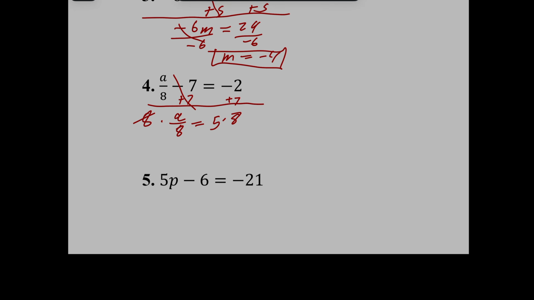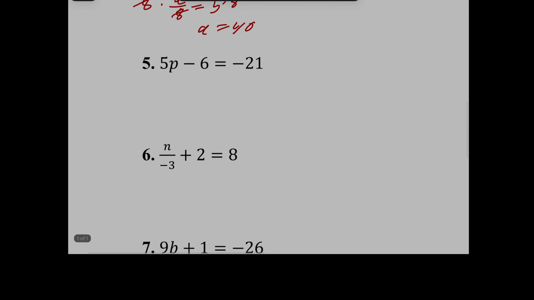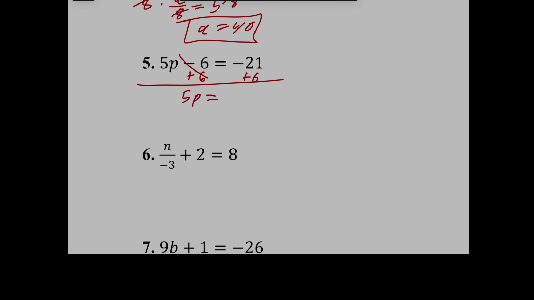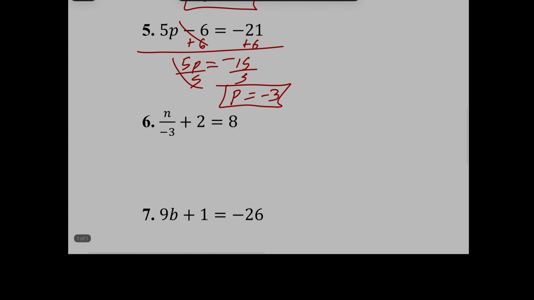Multiply each side by 8, boom, boom, and now I get A equals 40, okay? Let's keep going here, okay? We want numbers on one side, letters on the other. So if I add 6 to both sides, all my numbers go away on the left, which is what I want. And now all my numbers are on the right. Signs are different, subtract, keep the sign of the bigger number, which is positive, divide by 5, and boom, P equals negative 3. Great, let's look at this one.